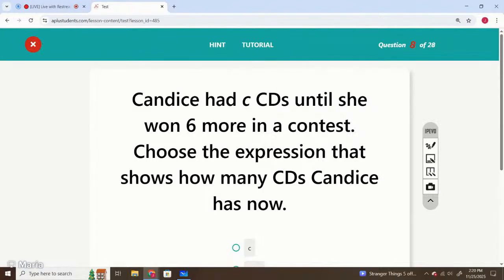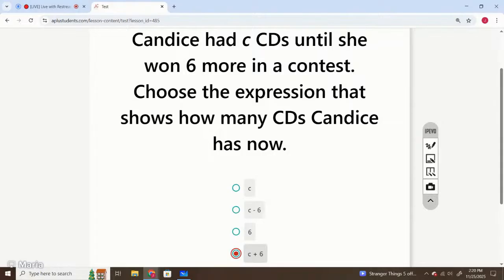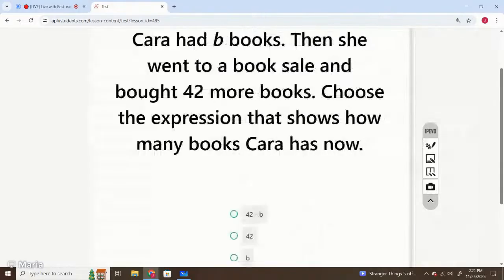Candace has C CDs until she won 6 more in a contest. Choose the expression that shows how many CDs Candace has now. 6 more, that would be C plus 6. Option number 3 is the correct option.